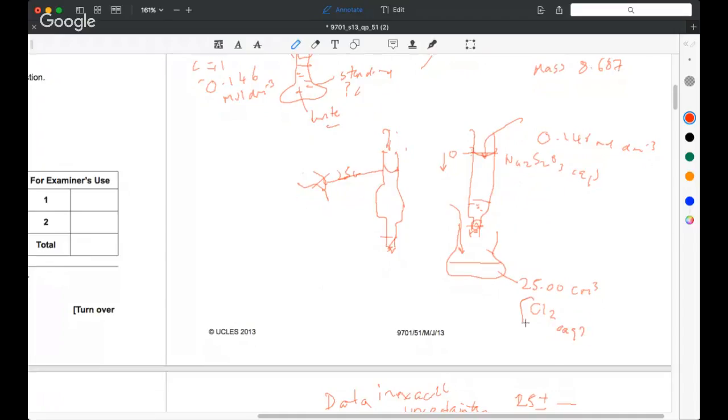And we don't know the concentration of that. We're trying to find it out. That's the whole point of this. But we can't measure chlorine directly. We've got to measure it indirectly by converting it all to iodine.